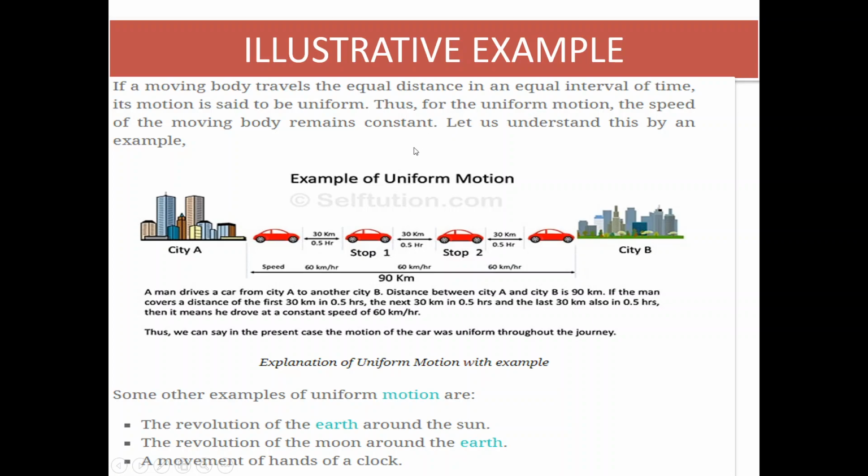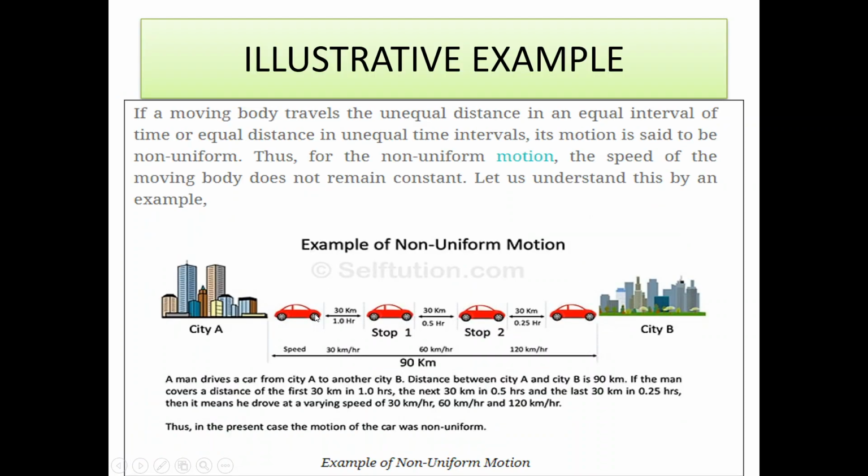Some more illustrative examples are given to understand what is uniform and non-uniform motion, what is the cause of uniform and non-uniform motion. Here you see the distance between city A to city B is 90 kilometer, and the car first half an hour it covers 30 kilometer, next half an hour 30 kilometer, next half an hour 30 kilometer, means in equal time interval it is covering equal distance. So what type of motion it is having? Uniform motion.